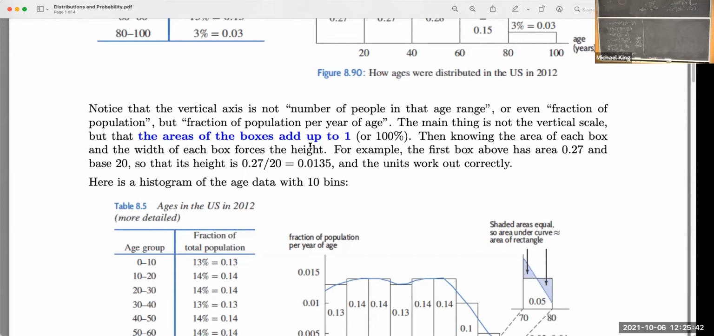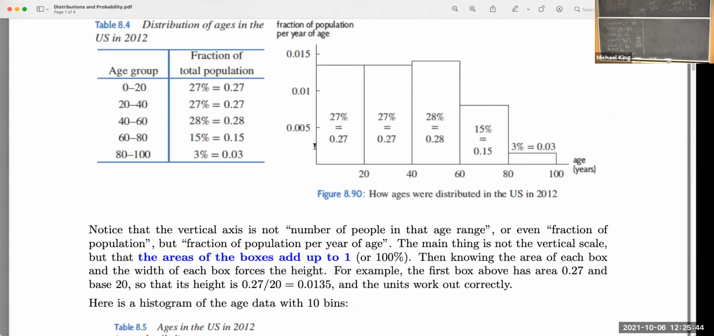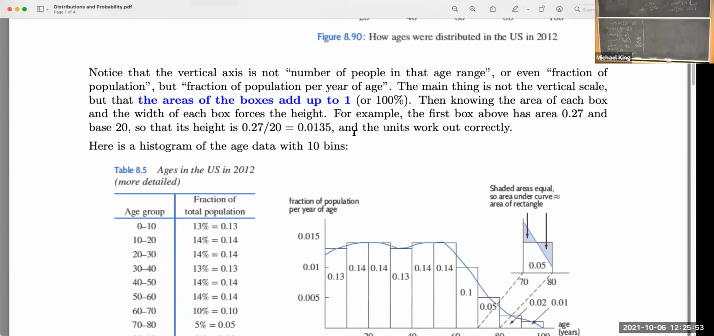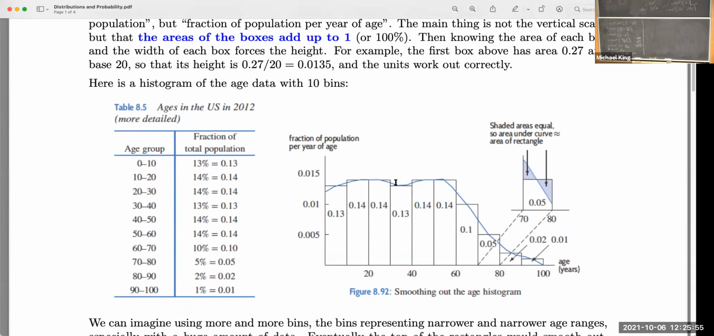But then what you start doing is, this is a pretty coarse measurement by just breaking up the population into chunks of 20 years. But you could do 10 years and get something slightly more sophisticated. You could do every year. You could just say how many people are each age. And you would get a lot of thin rectangles, which starts to feel Riemann summish. And then you get kind of a graph along the top. I mean, this is what this is doing. It's smoothing out the age histogram.